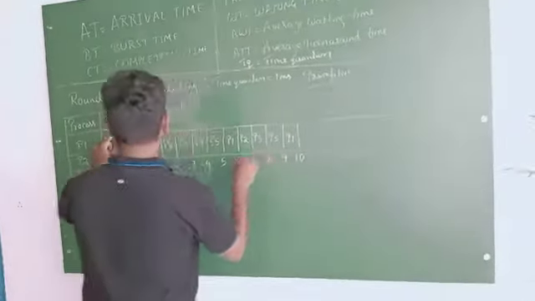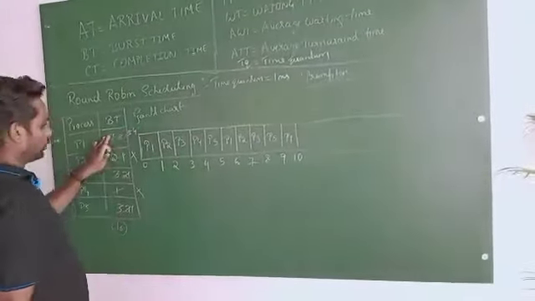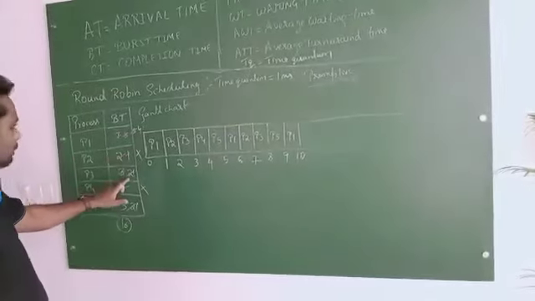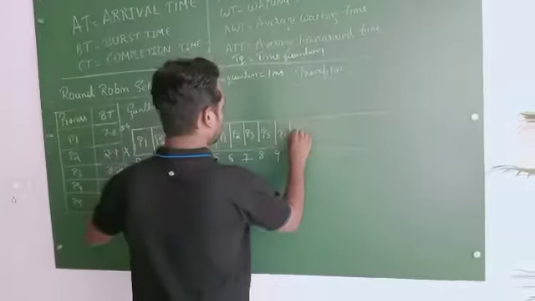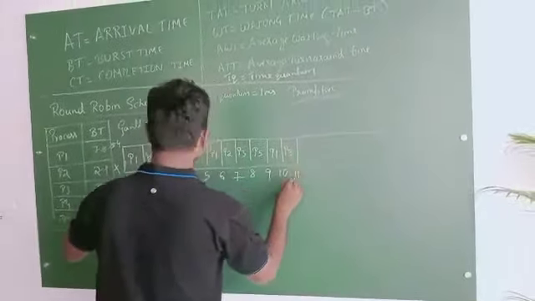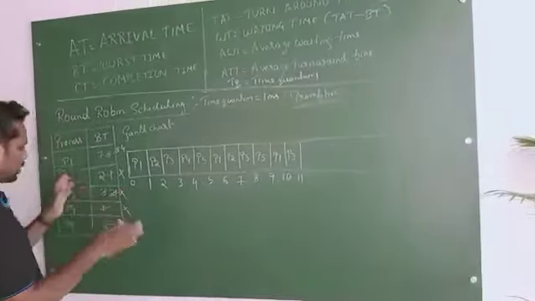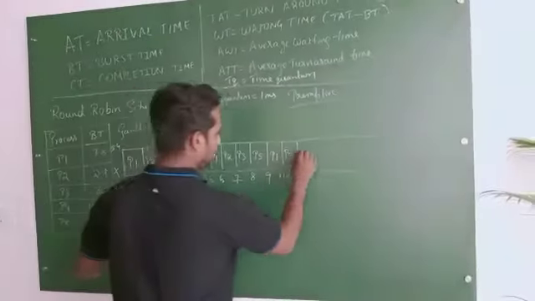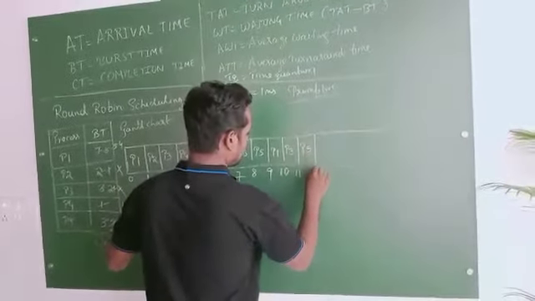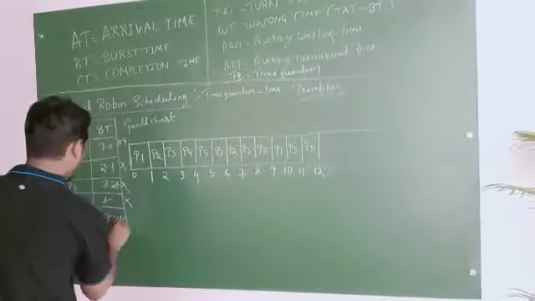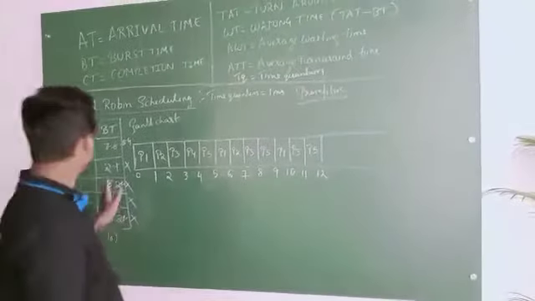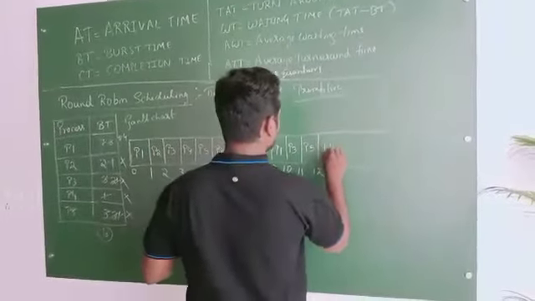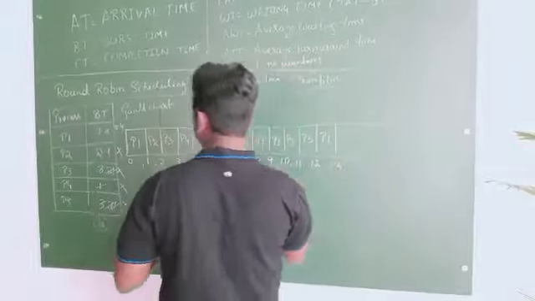P1 executes for 1 second. Remaining is 4. P2 is completed. P3 is next, and it executes for 1 second. It becomes 11, so P3 is also completed. P2, P3 and P4 are completed. Now P5 executes for 1 second. It becomes 12 and is completed. The only one remaining is P1, so P1 executes for 1 second.